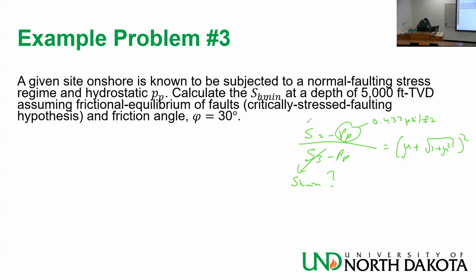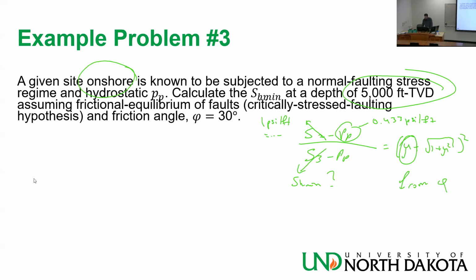S1, I don't know it, but I think I should because it tells me it's onshore and I know the depth. So if I assume 1 psi per foot overburden, I can get S1. So I'm looking for S3, I have S1, I have PP, and I want to get mu. How do I get mu? From phi. Okay. This is what I'm going after.